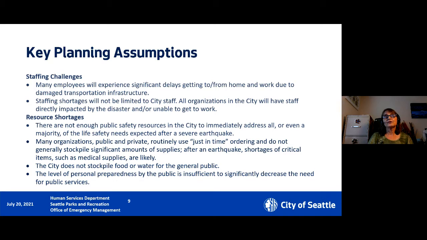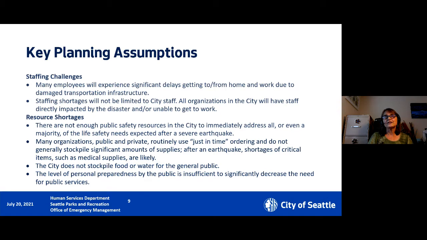So another category we can look at is resource shortages. Again, we have experienced resource shortages with COVID. With an earthquake, the impact will be immediate and throughout the community. So some of the assumptions are there are not enough public safety resources in the city to immediately address all or even a majority of the life safety needs expected after a severe earthquake.